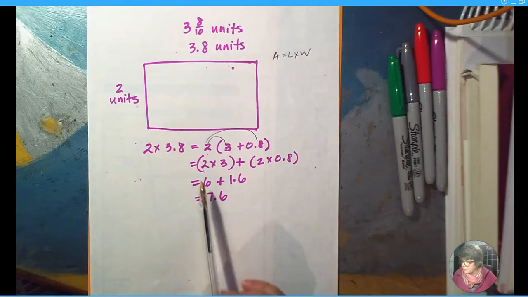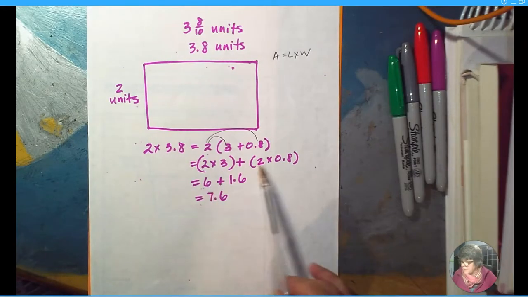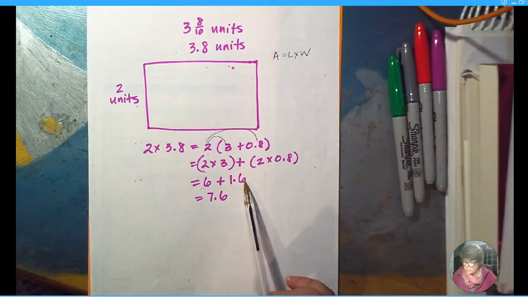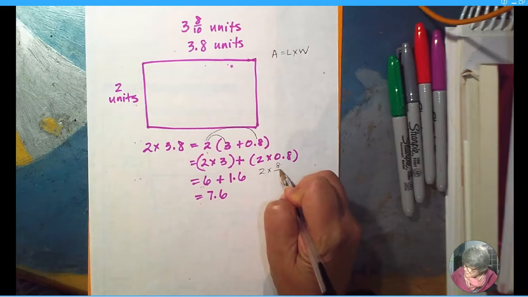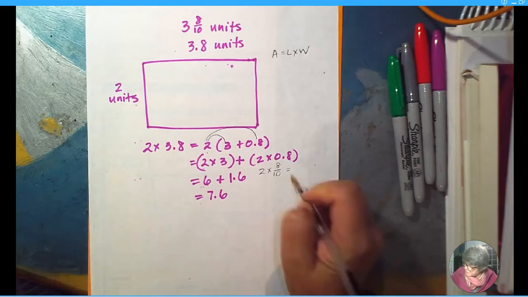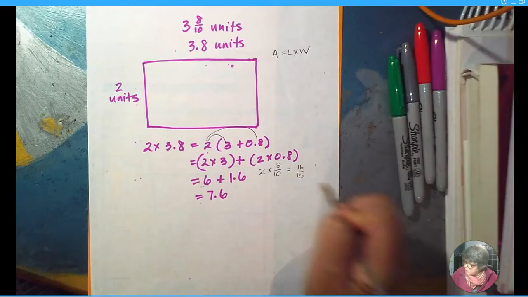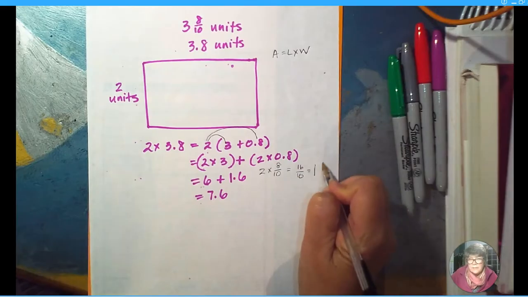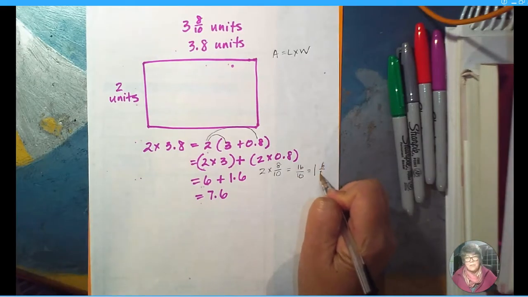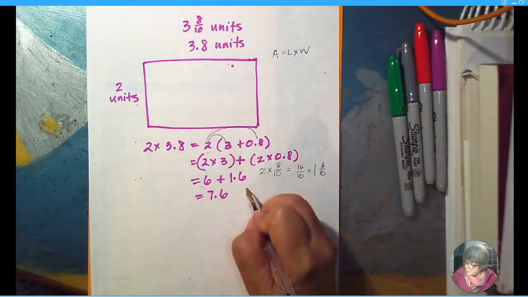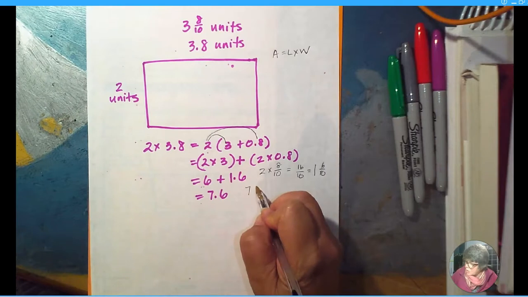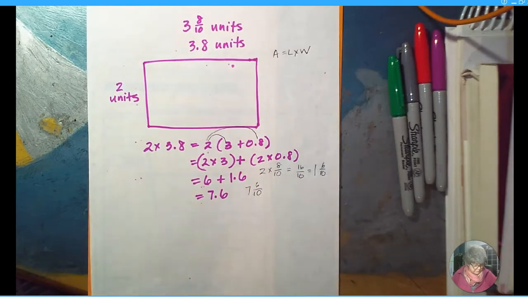Okay, so 2 times 3 is 6, and 2 times 8/10 is 16/10, which would be 1 6/10, right? See how that works? And then put those together, and we have 7 6/10, right?